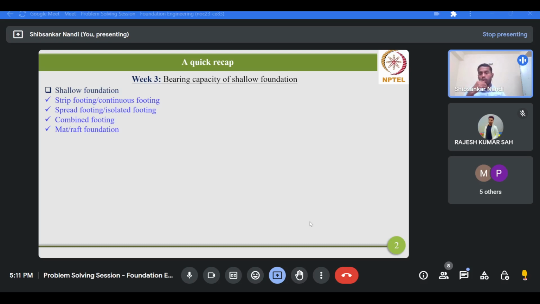As I was discussing, we basically started learning a new topic, that is bearing capacity of soil and foundation. Again, I am assuming that the homework problems given to you, you are perfectly fine with, so assuming that, I am proceeding.